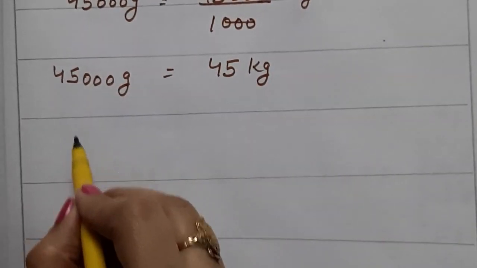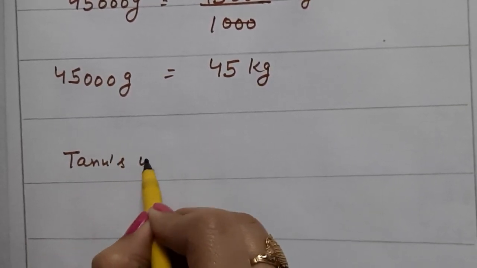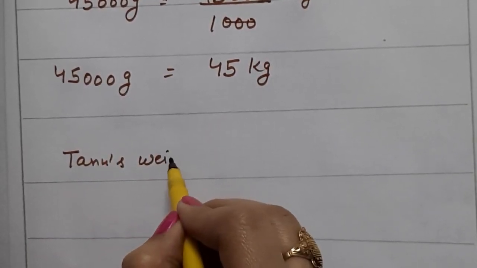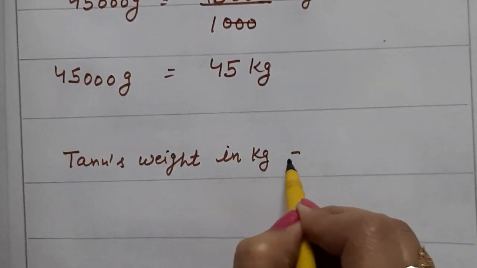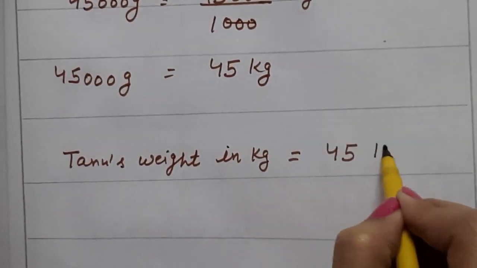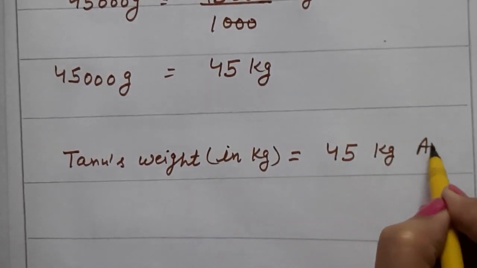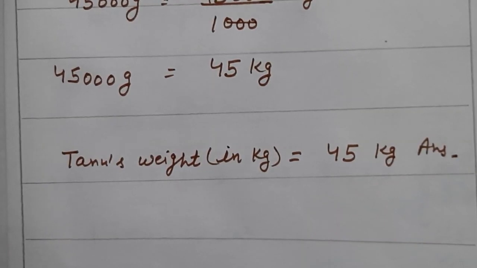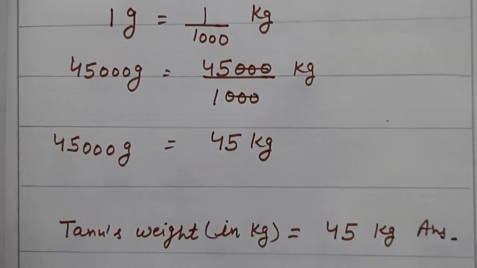So Tanu's weight in kilogram is equal to 45 kilogram. It will become your answer. Right? If the question is given in the form of a statement, you will write down the statement in the answer also.